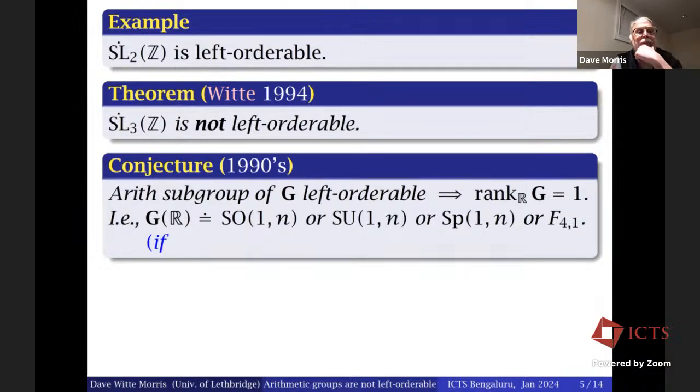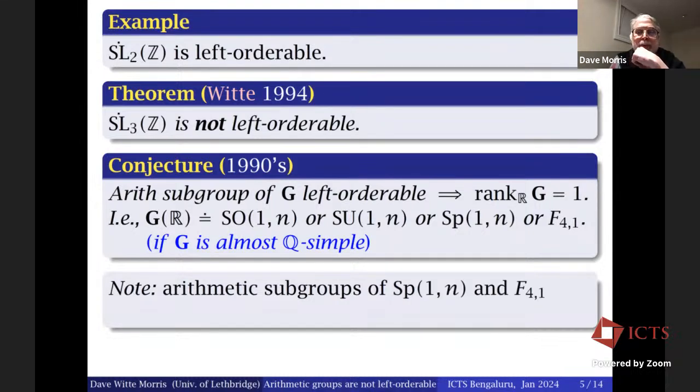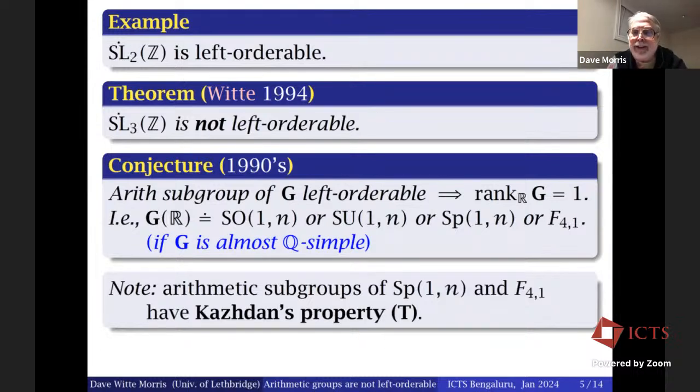And one thing I'm assuming here is that G is almost Q-simple, so I'm going to look at irreducible lattices. And one thing to notice is that for these last two groups, Sp(1,n) and F4, all their arithmetic subgroups have Kazhdan's property T.